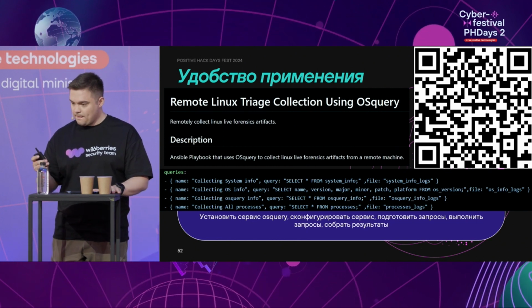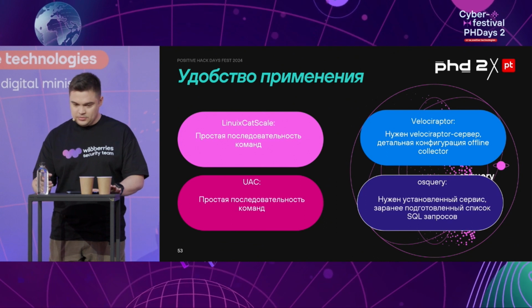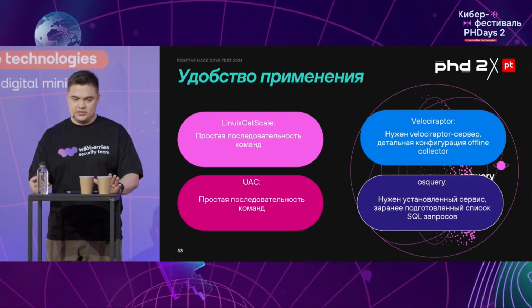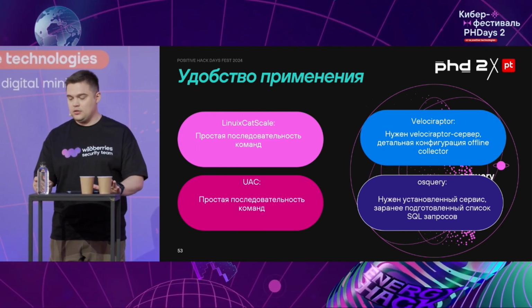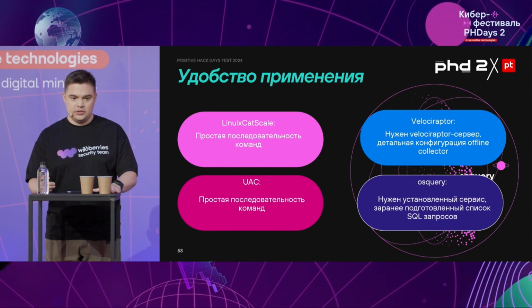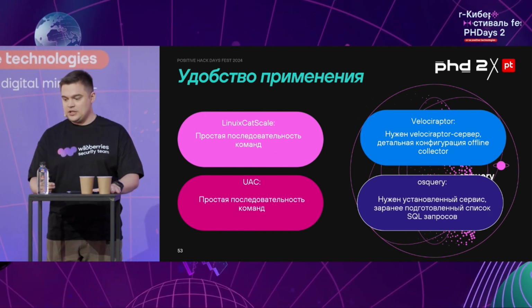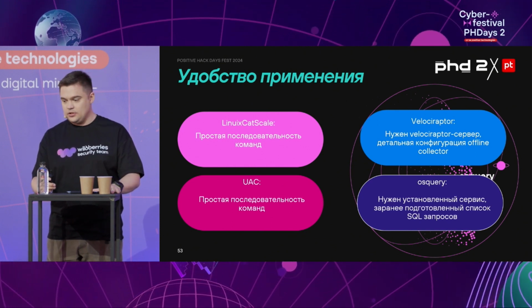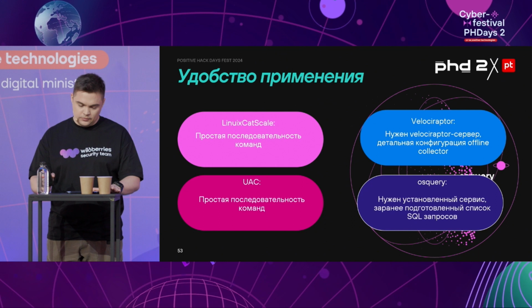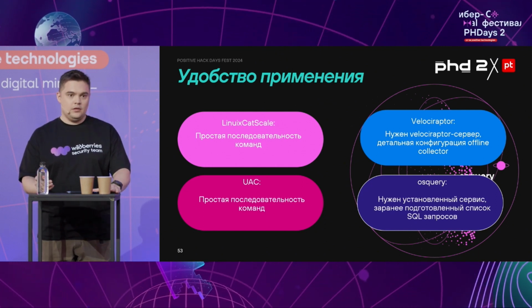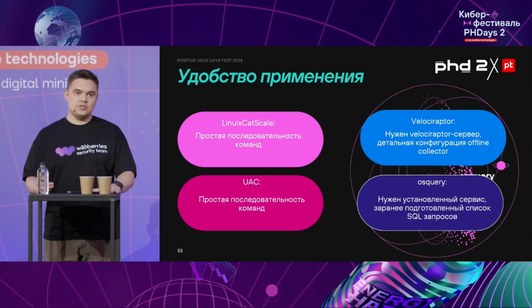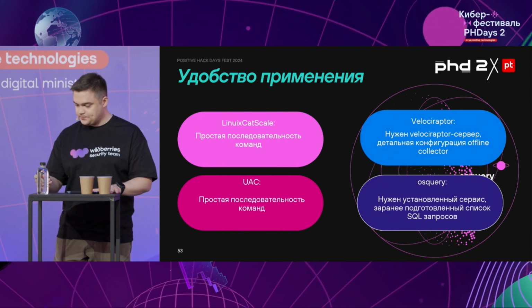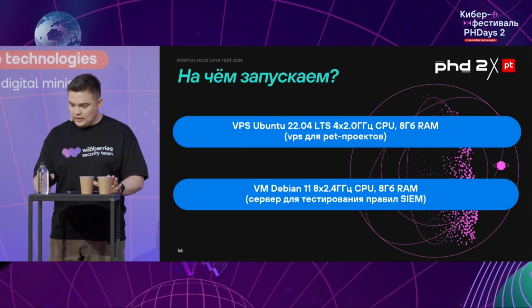Summarizing, Linux Catscale and UAC use a simple command sequence, and Velociraptor and OS query require some preparation. Velociraptor requires to fire up a separate server, and OS query requires to be deployed on the host from which we want to collect data.